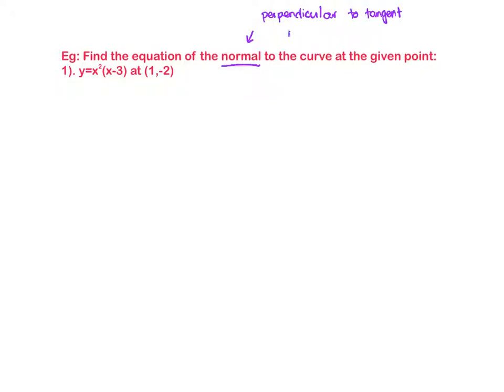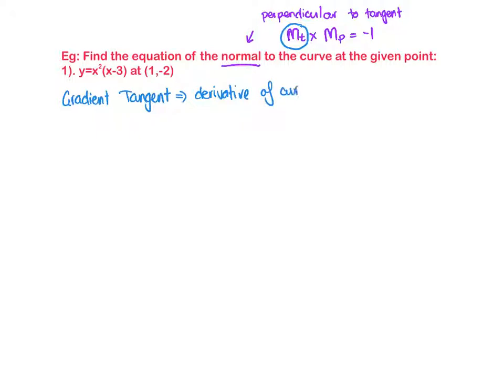So then you know the gradient of the tangent times the gradient of the perpendicular should equal -1. All right, so we know how to get the gradient of the tangent. So the gradient of the tangent, I'll write it down so you can remember, is equal to the derivative of the curve at that x point. Yeah?